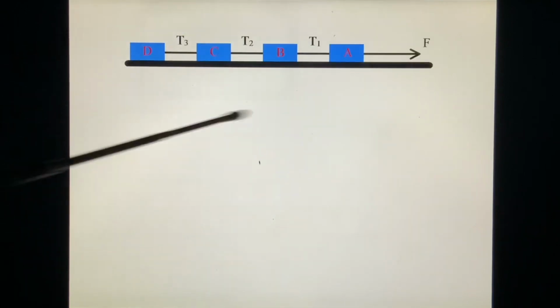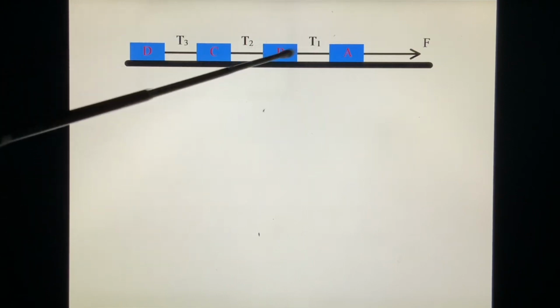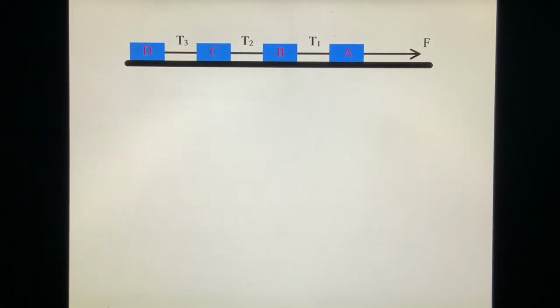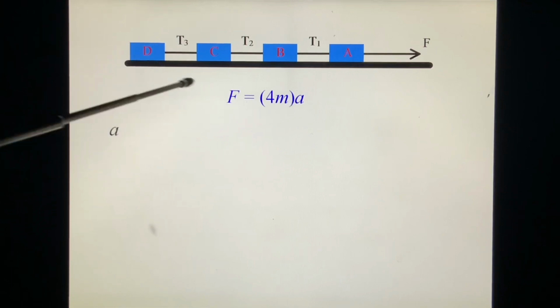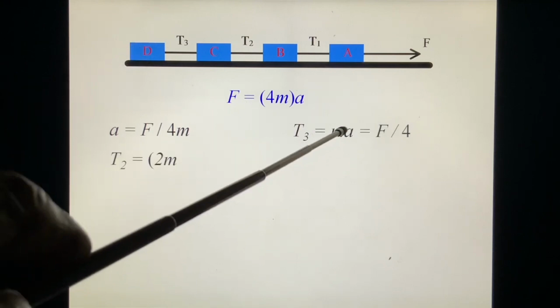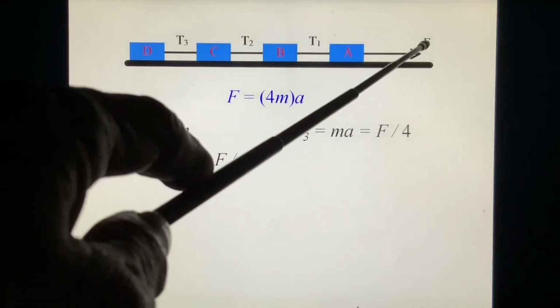We look at this situation. A, B, C, D move together with the same acceleration. So F equals 4ma. We use the free body diagram, we will find T3 equals ma, and a is F over 4m. So we put a inside, we get T3 equal to a quarter of F.